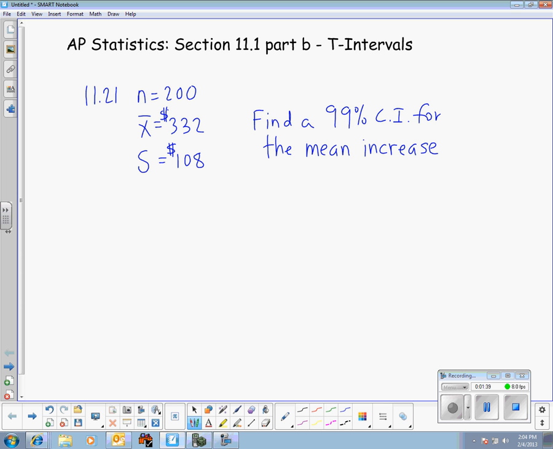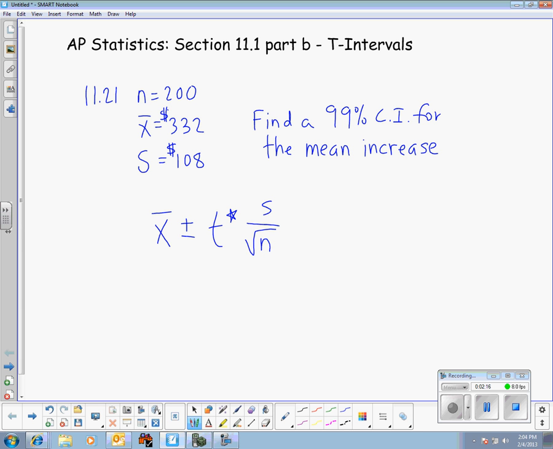Okay, so we're going to do this first by hand and then by calculator and see how the two answers compare. If you're doing this by hand, the formula for a T confidence interval is x bar plus or minus, x bar is just the average that we got, that's going to be our 332, plus or minus T star, which is our critical value, times S divided by the square root of n. And you'll notice the difference between this and the Z intervals we used to do. We're using T star instead of Z star, and we're using S instead of sigma.